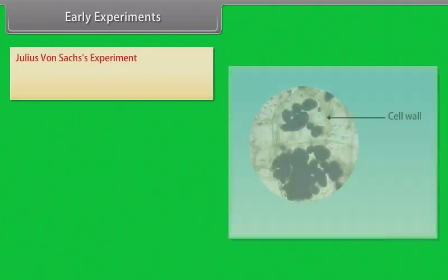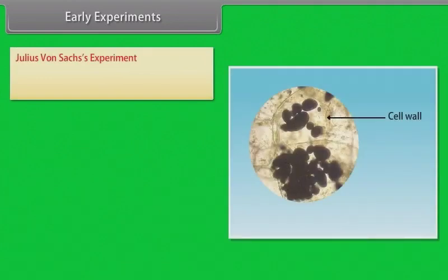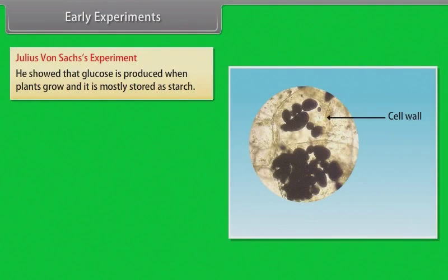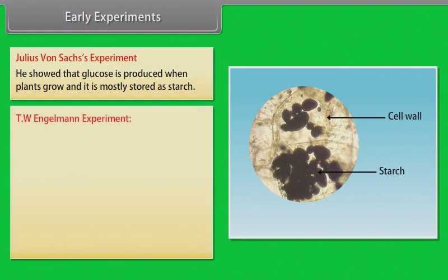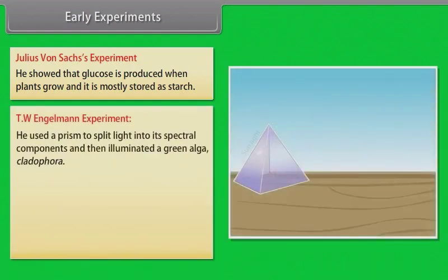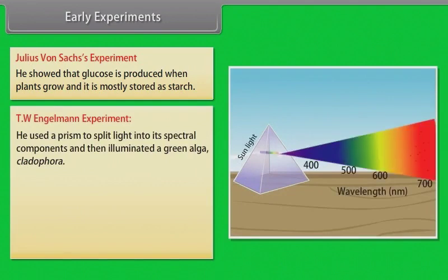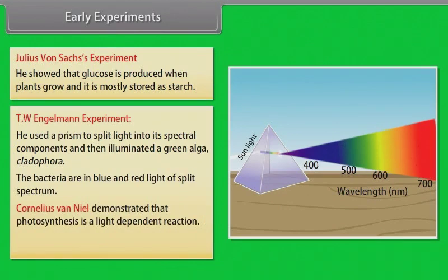Early experiments. Julius von Sachs's experiment. He showed that glucose is produced when plants grow and it is mostly stored as starch. T.W. Engelmann experiment. He used a prism to split light into its spectral components and then illuminated a green alga, Cladophora. The bacteria gathered in the blue and red light of the split spectrum. Cornelius van Niel demonstrated that photosynthesis is a light-dependent reaction.